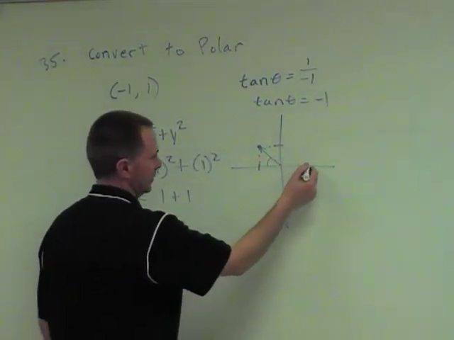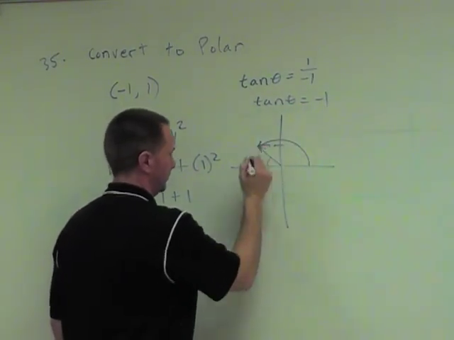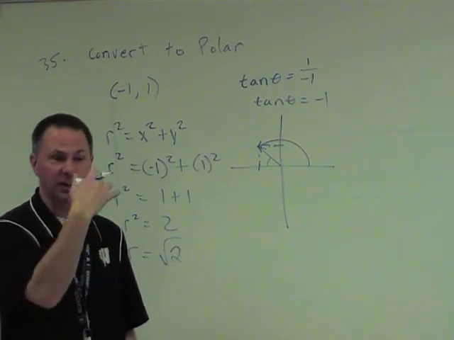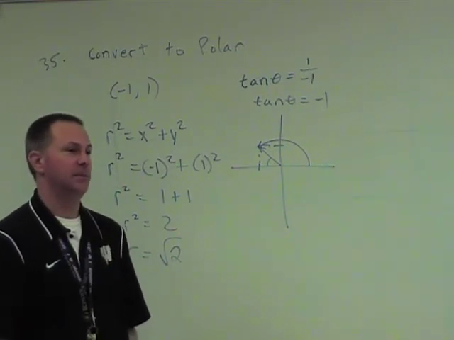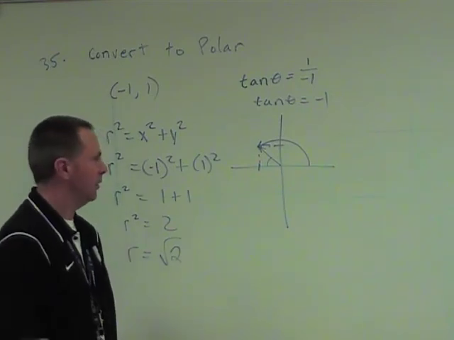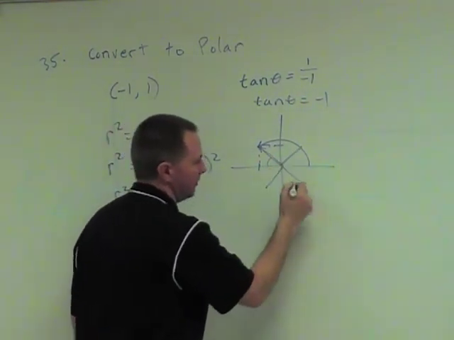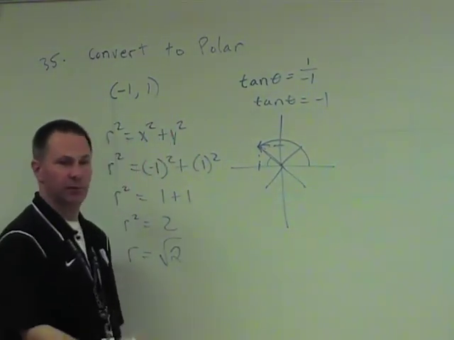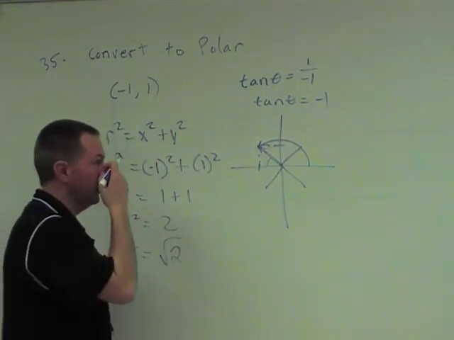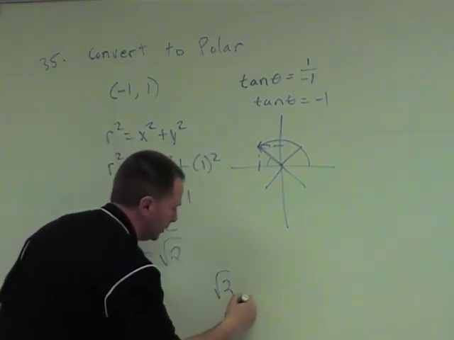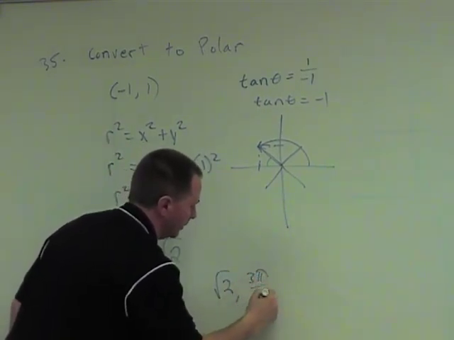Reference angles. So, which reference angle is that? Or not reference angle, which angle is that? Yes, what is it? 3 pi over 4. Remember, this is pi over 4, 3 pi over 4, 5 pi over 4, 7 pi over 4. The pi over 4s are simple to find. All right, so this is just 3 pi over 4. What's our polar coordinate? Radical 2, 3 pi over 4.